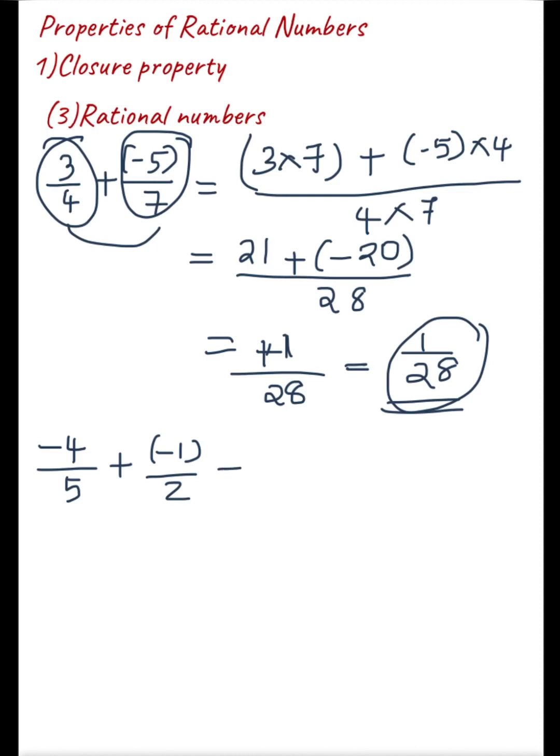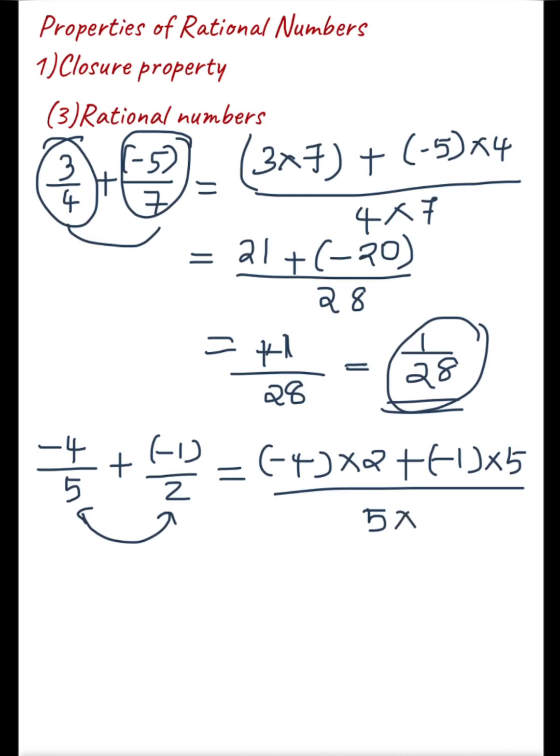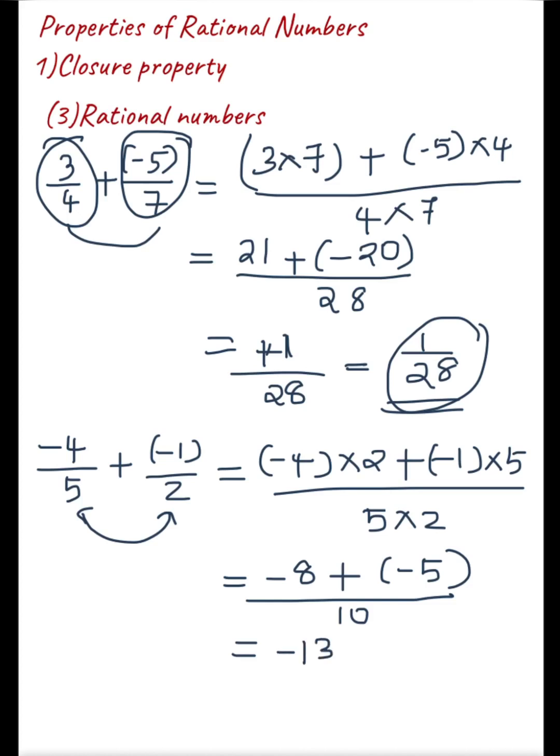Now how will you add them? Just cross multiply. That is minus 4 into 2 plus minus 1 into 5, divided by, in the denominator, 5 into 2. Now what is minus 4 into 2? Minus 4 into 2 is minus 8, plus what is minus 1 into 5? It's minus 5, divided by 5 into 2, that is 10. Now what is minus 8 plus minus 5? The answer is minus 13 divided by 10. So our answer is minus 13 by 10.